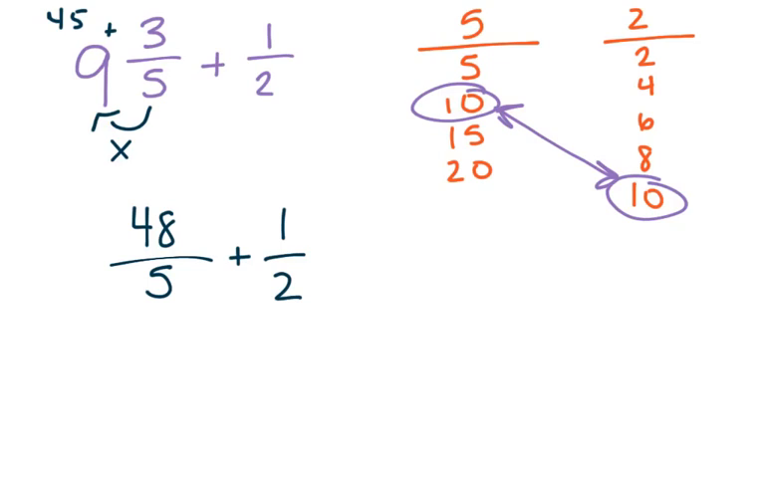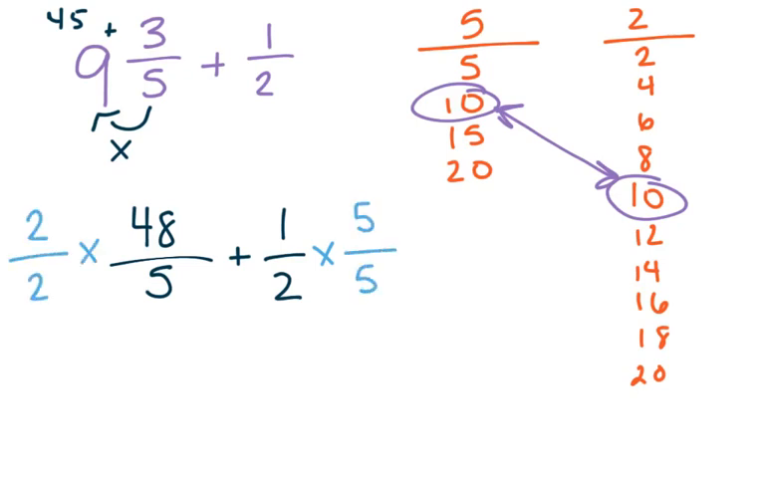Now, I want you to realize something. I could have kept going, and I would have gotten to 20. But 20 is not the smallest number they have in common. 10 is. So we're going to stick with 10. Okay, so here I had to multiply by 2 times 5 is 10. 5 times 2 is 10.